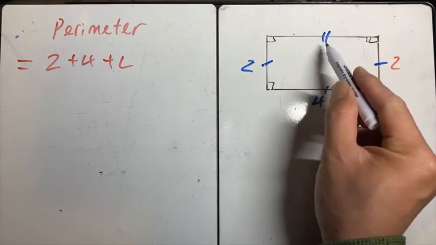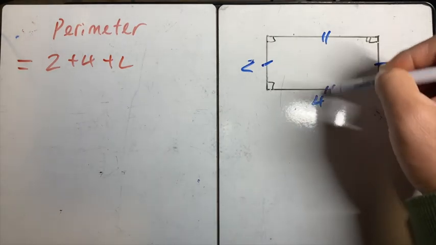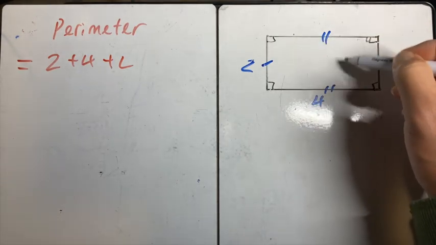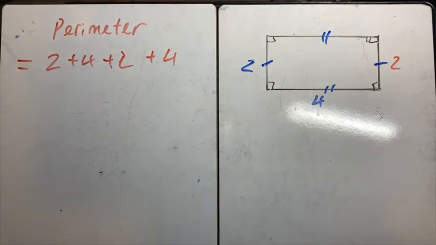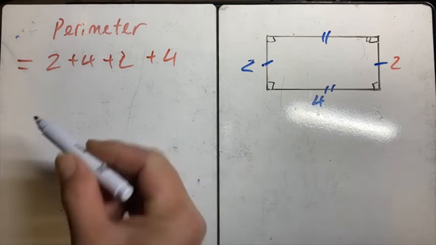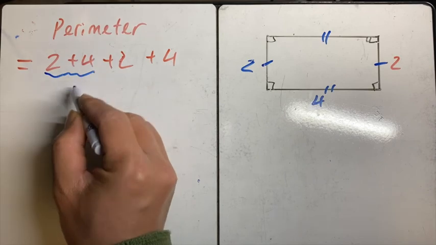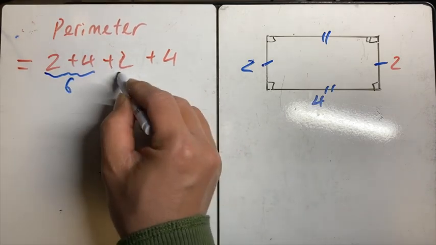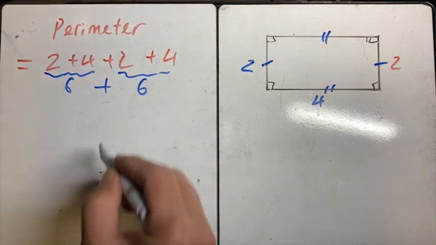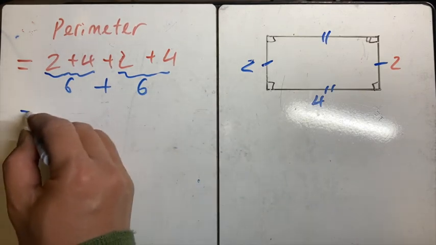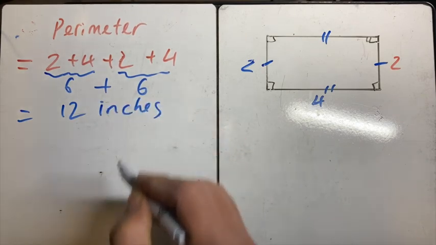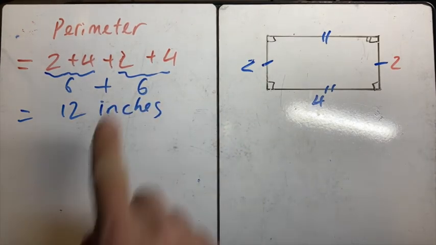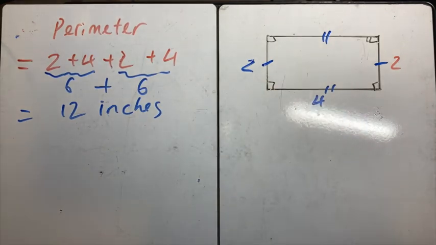How about this long side? It is 4 inches because I know they are congruent, or they are the same. So I'm going to add 4 more. Okay, so let's do the math with Mr. Bui. So we have 2 plus 4 equals 6. 2 plus 4 equals 6. So 6 plus 6 equals 12 inches. Okay, so the perimeter of this rectangle is 12 inches.